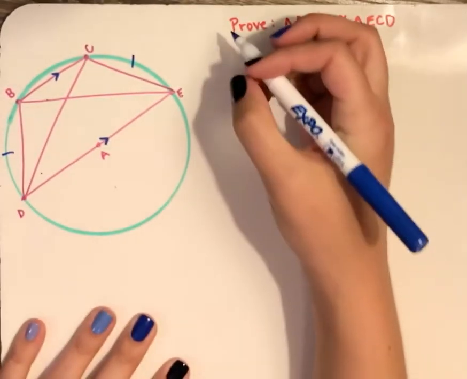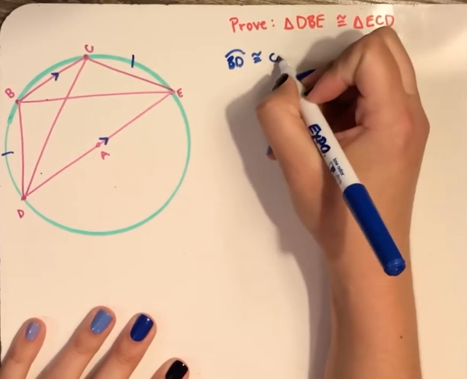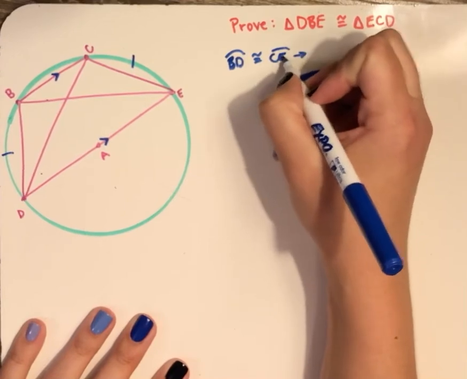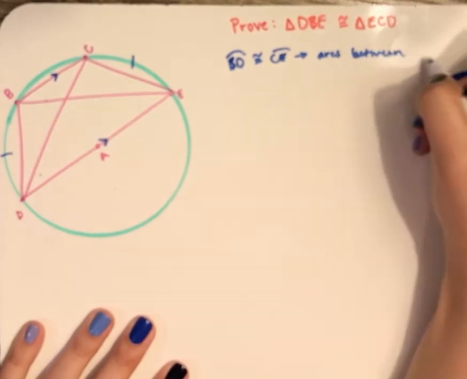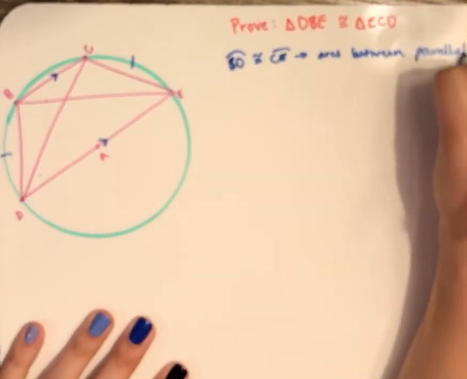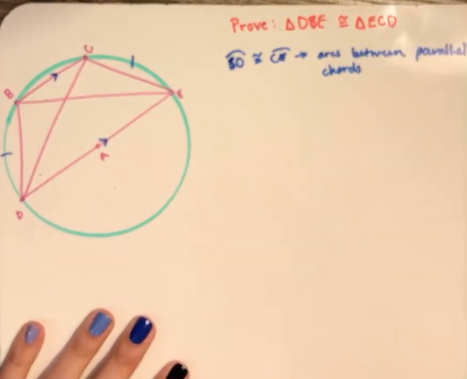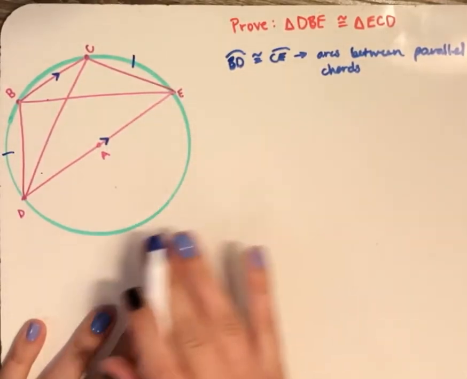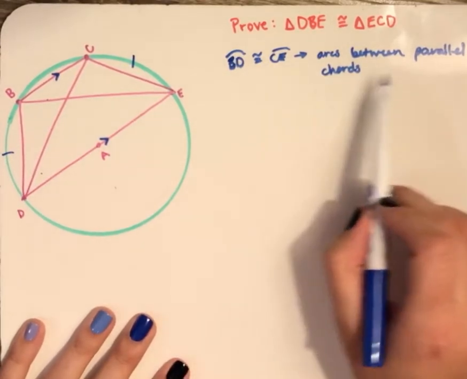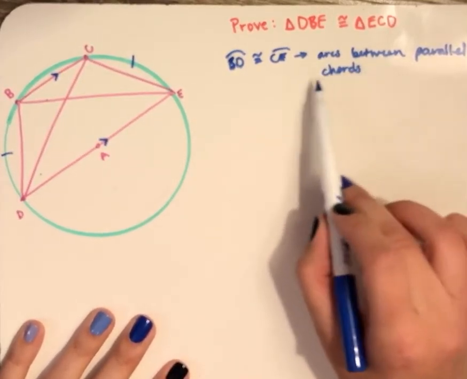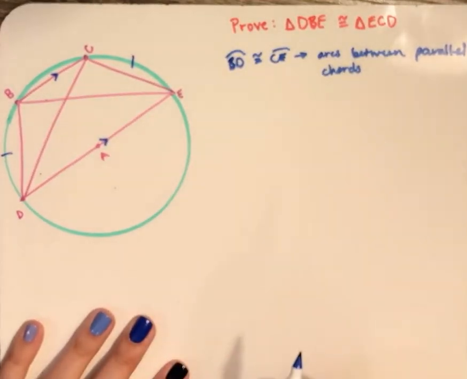So the first thing that I would say is something about how arc BD is congruent to arc CE because they are the arcs between parallel chords. So remember, it's been a while since we've done proofs, so just keep in mind there are multiple ways and orders to complete these proofs, so I'm just presenting one way. And you don't have to have the exact same thing that I've written here, but if you are explaining the same idea, then that's totally fine.